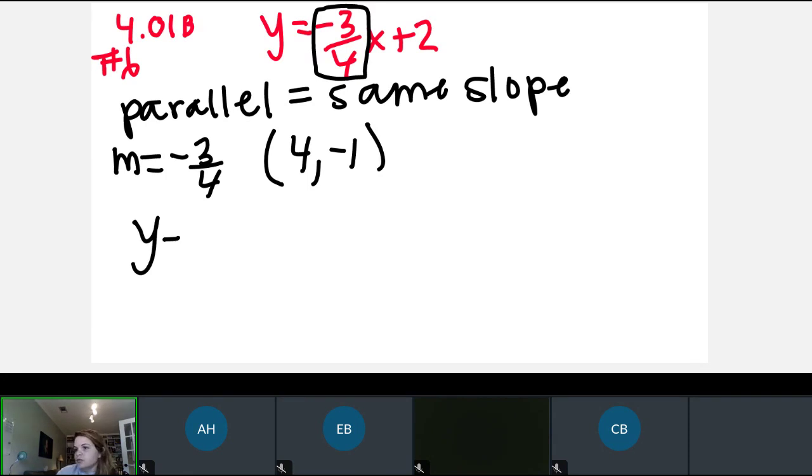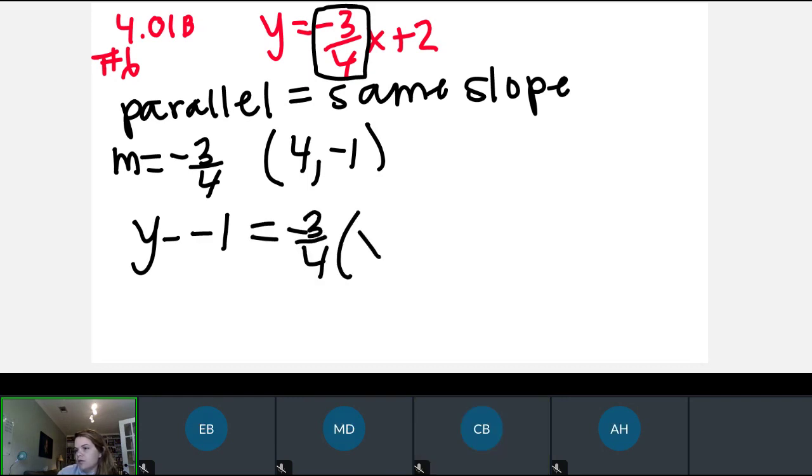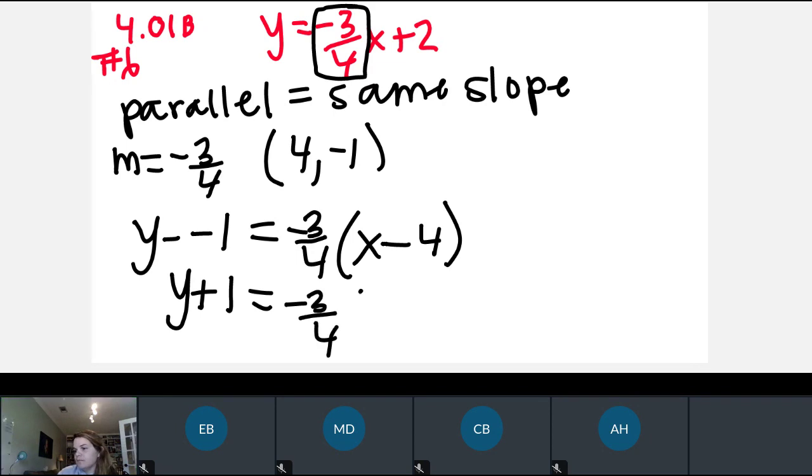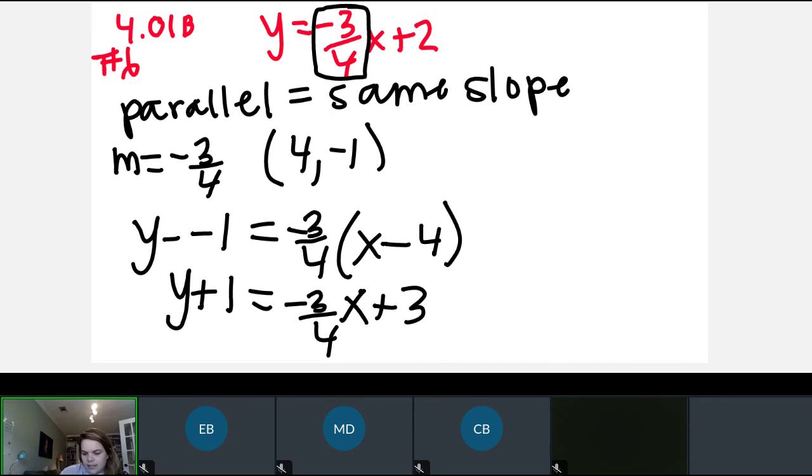So then what you're going to do is just plug in your information. y minus y1 equals m, so we know our slope, times x minus x1. And then from here, you will just solve for y. So that's going to be plus 3. We'll solve for y. Okay, that's number 6. I'm going to give you like 2 minutes, and then we'll work on number 7.